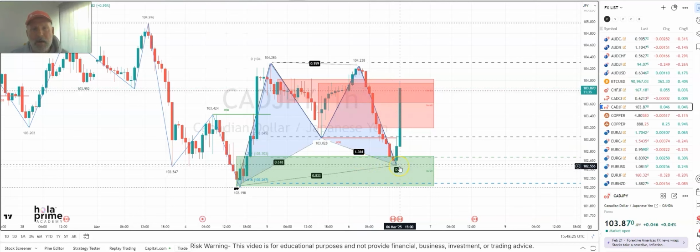This has actually formed what's known as a bullish Gartley pattern. We then get this bullish outside candle within the demand zone, and that is basically my trigger to get long. Why do I like that candle formation?